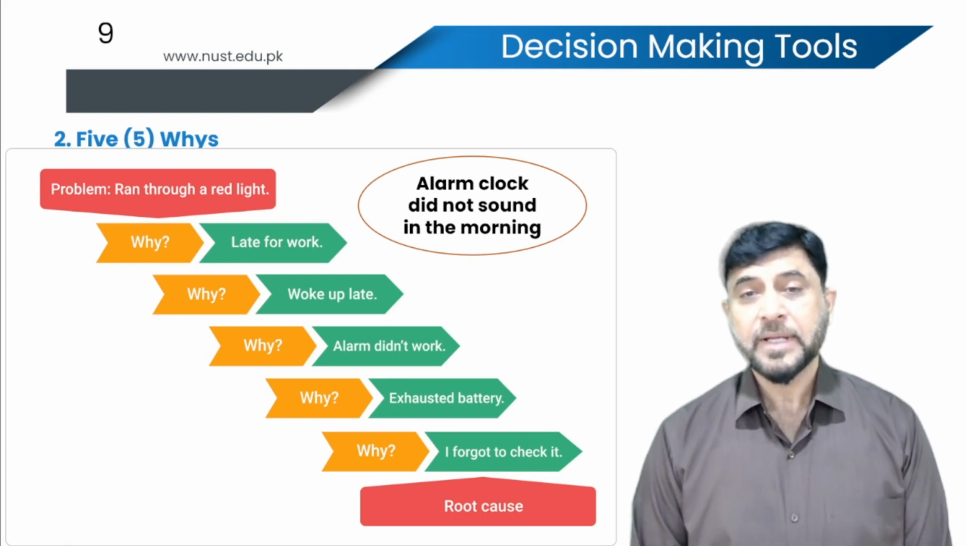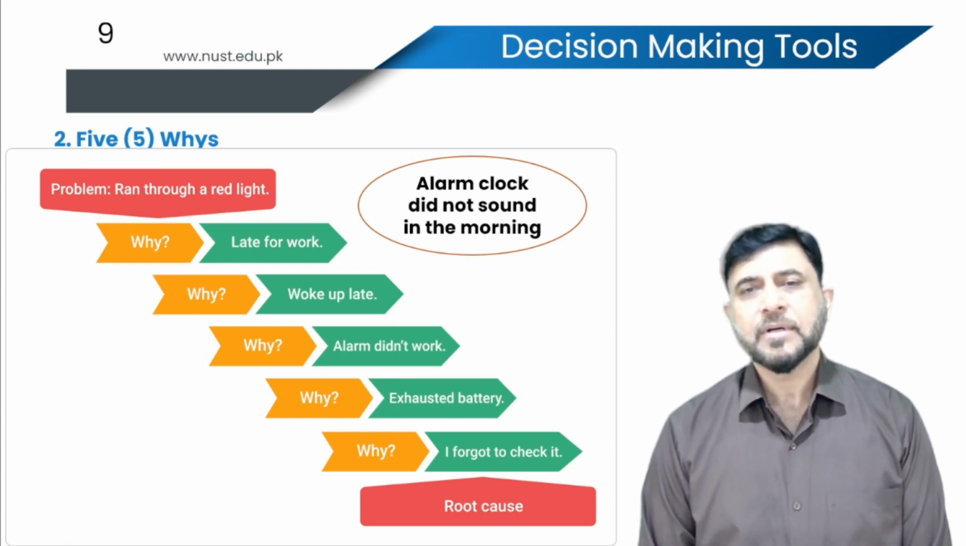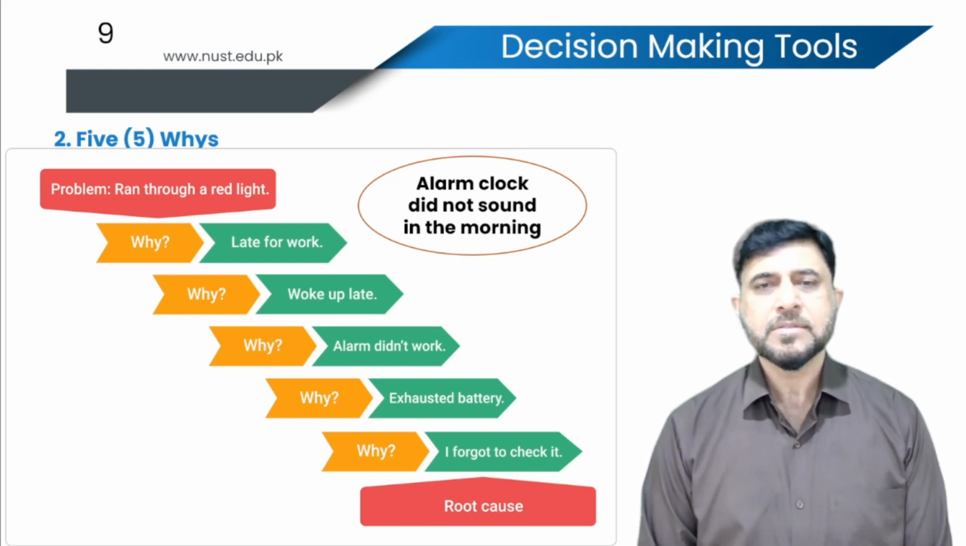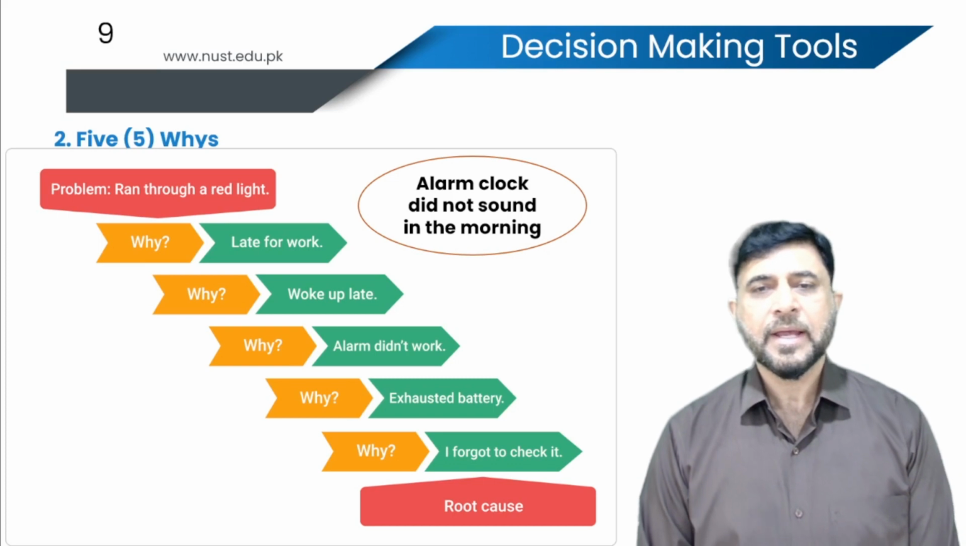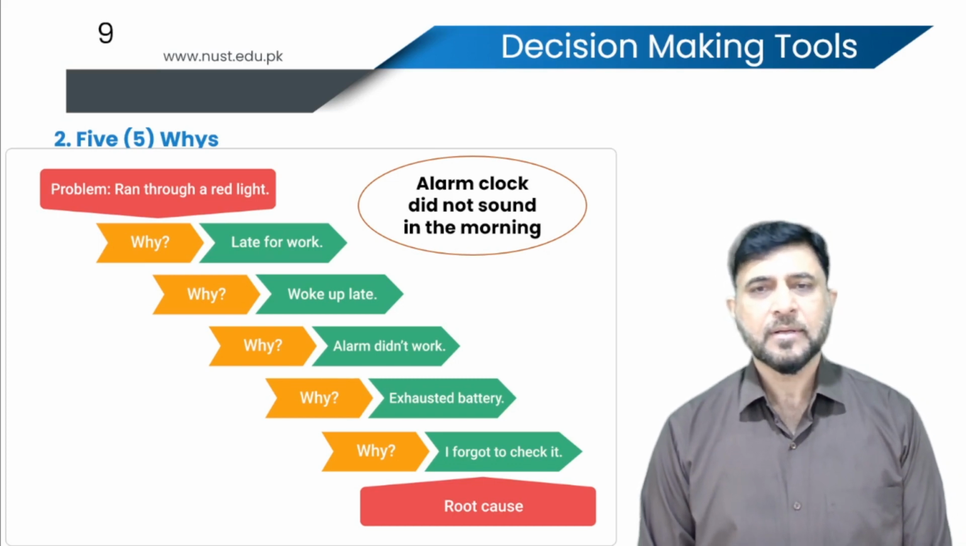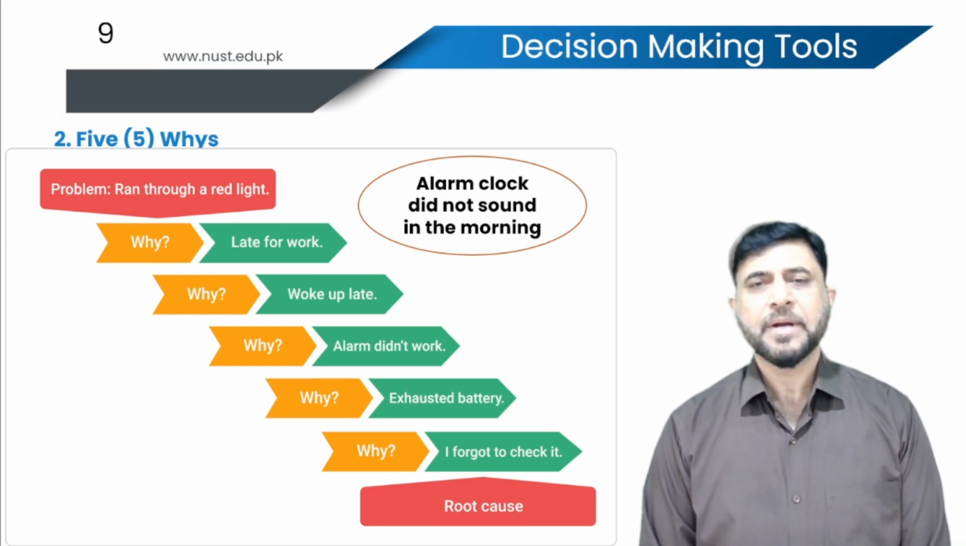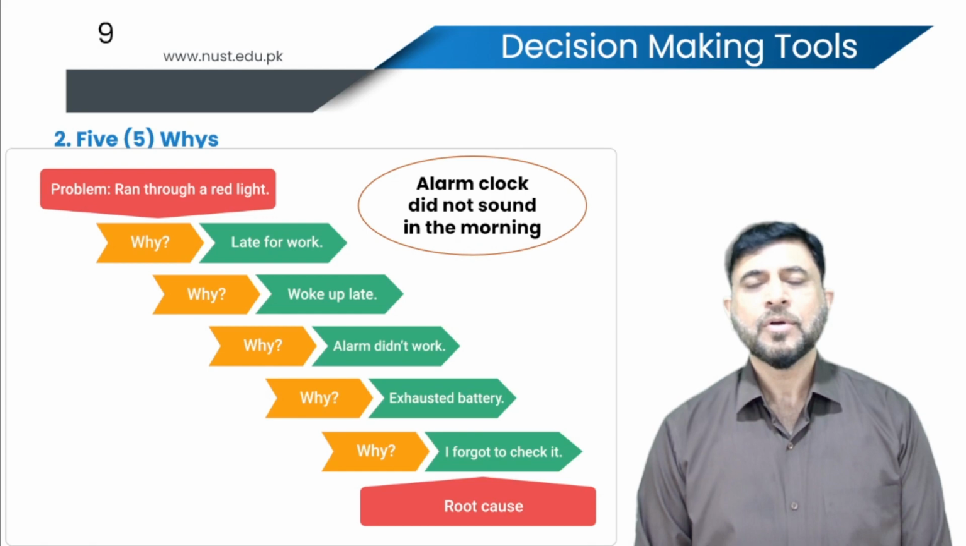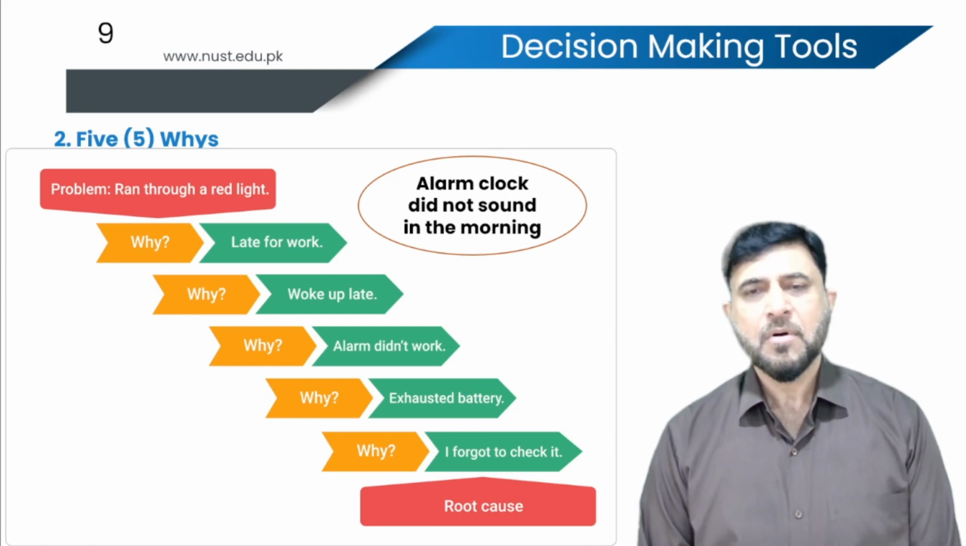And why did you wake up late? The alarm did not work. And why did your alarm not work? Because you found that it had an exhausted battery. Oh, why was the battery exhausted? Actually, you forgot to check it at night. So you reached the root cause.